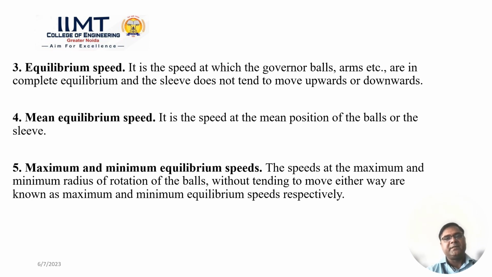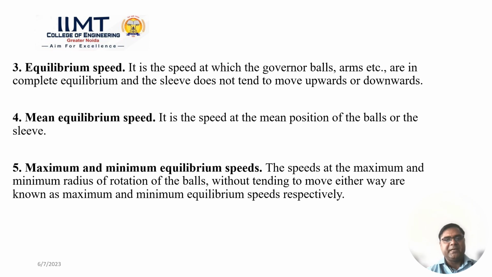Next, equilibrium speed. Basically, we can say that the governor is in equilibrium when the governor ball's arms do not move upward or downward. In this situation, you can say that the governor is at equilibrium speed. Mean equilibrium speed is the speed at which the balls are in the mean position. Next, maximum and minimum equilibrium speed.